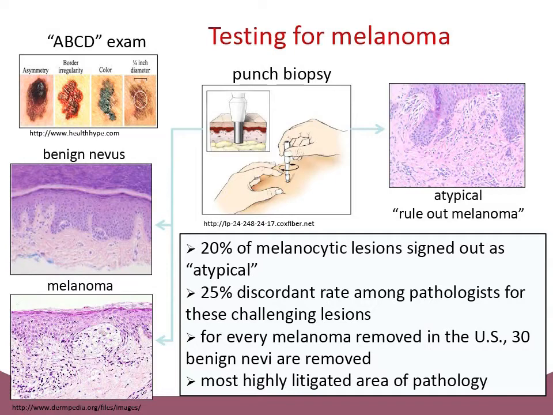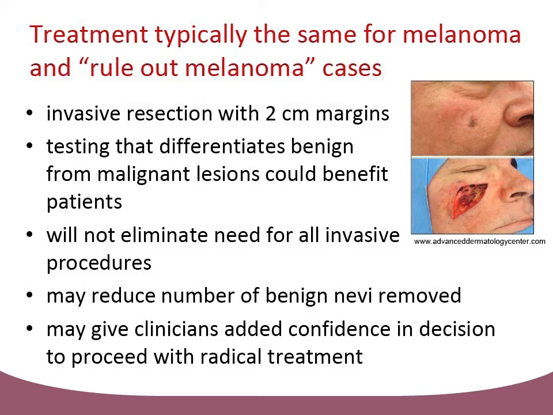And of course, you can imagine that this is an area of great interest, that there's about a 25% discordant rate among pathologists for some of these challenging lesions, and so it's nice to have another assay that really helps you get more information about that definitive diagnosis, because I think when it comes down to it, if they decide they're in doubt, then they cut it out. And that may not sound so bad, except if it happened to be in a really prominent place on the body, because they do usually about a 2 centimeter margin. And so some type of testing that can help differentiate these lesions could benefit patients.